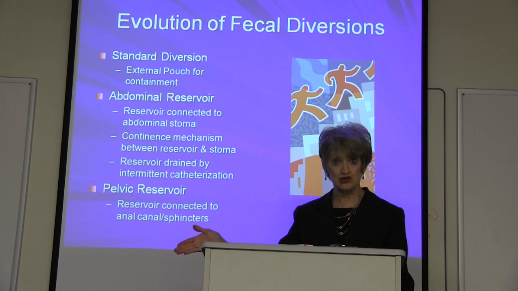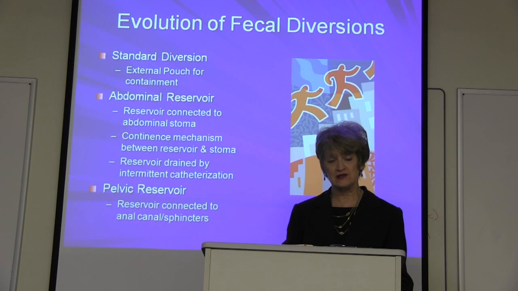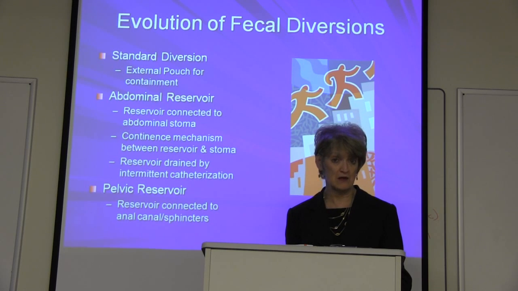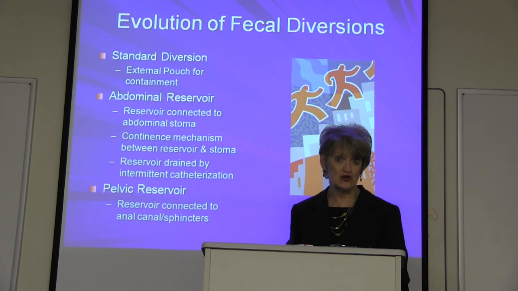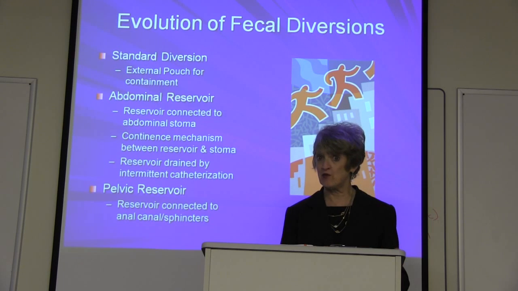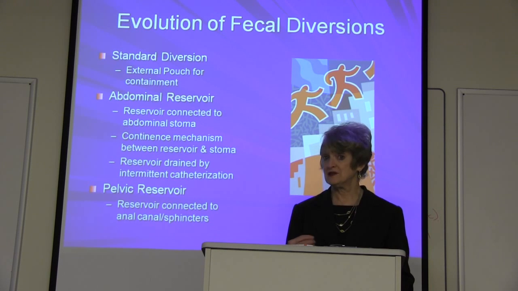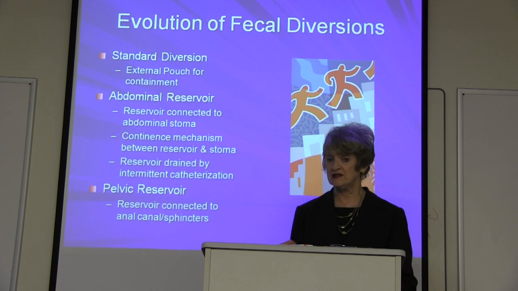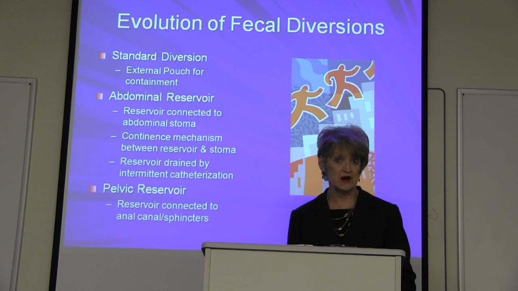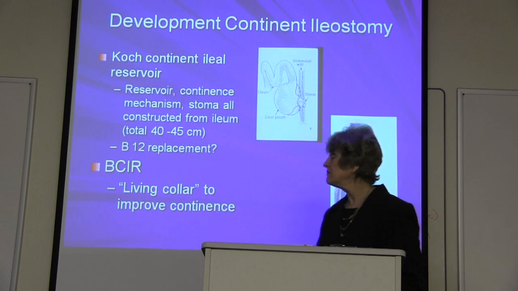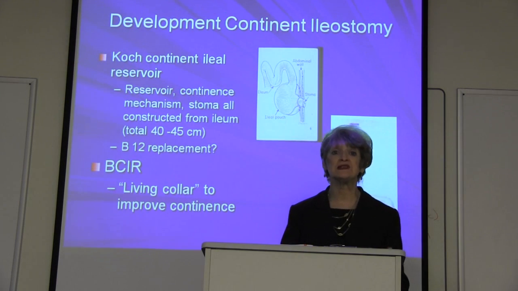So you see it's an evolution. We started out with standard diversions: connect the bowel directly to the abdominal wall, collect contents in an external pouch. Then the next step was to create an internal reservoir, still connected to the abdominal wall, with a continence mechanism between the reservoir and the abdominal wall, and pass a catheter periodically to drain the contents. And finally, the concept of an internal reservoir connected directly to the patient's own anal canal with evacuation controlled by the anal sphincters.